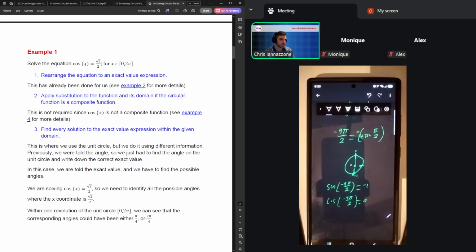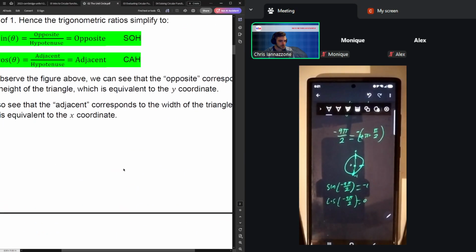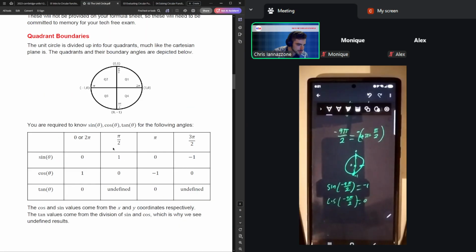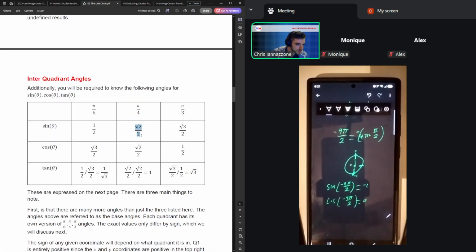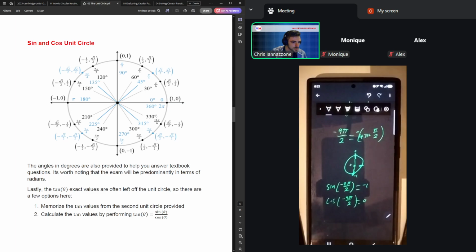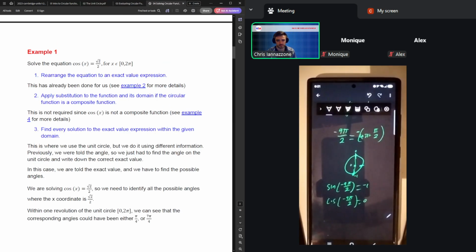In this case I do. I've got cos on the left and I've got root 2 on 2 on the right. Root 2 on 2 is one of those values. It's this one. It's one of those values on the unit circle. So we're happy. Step 1 has been achieved. Step 2 is for more complicated stuff. We may or may not look at that today.